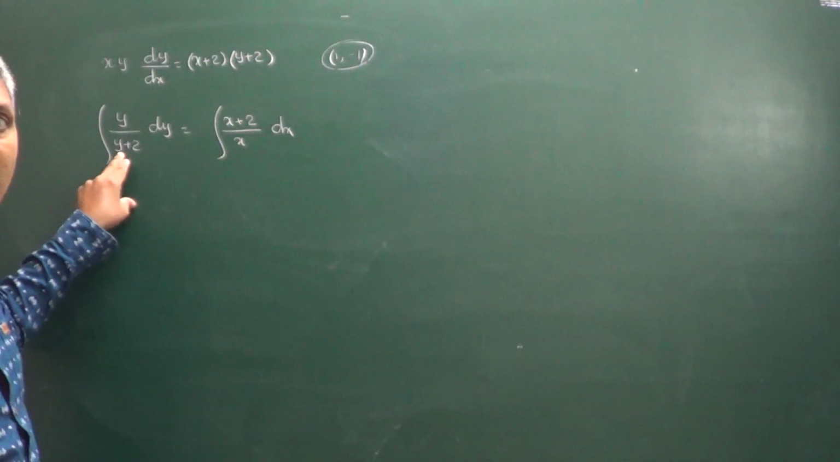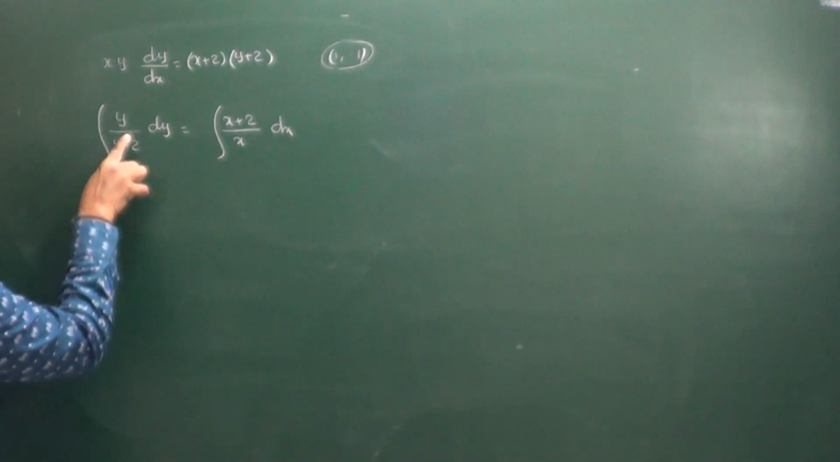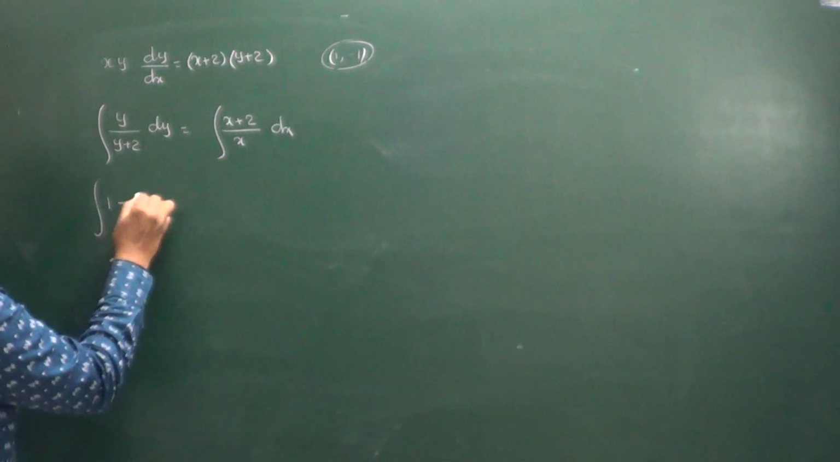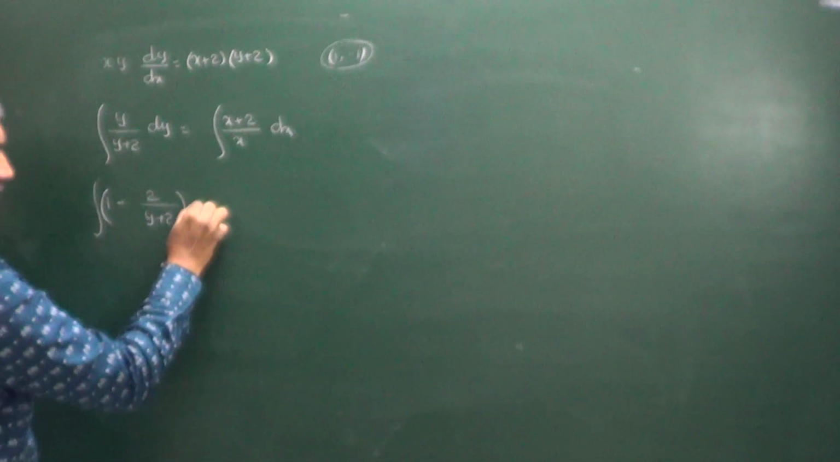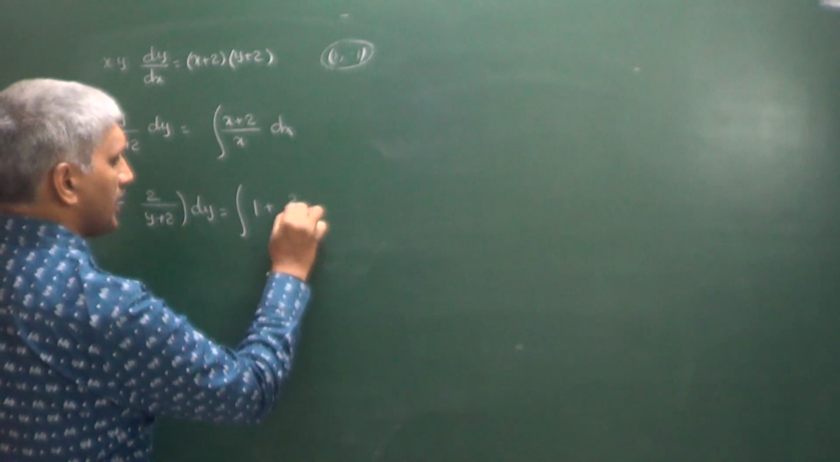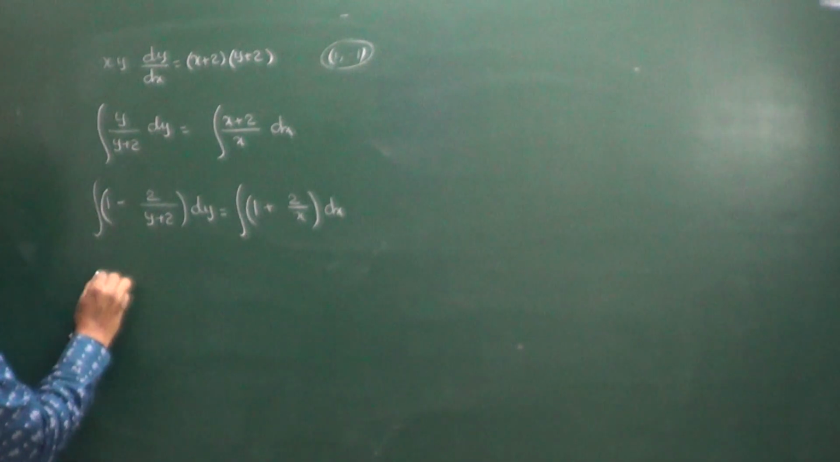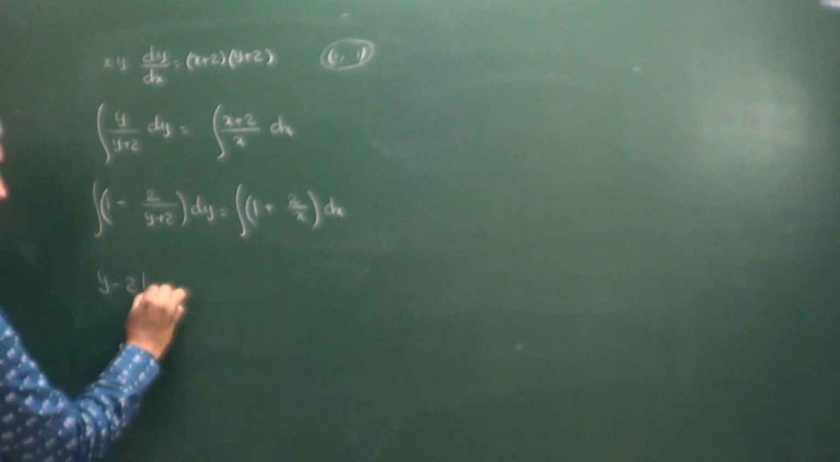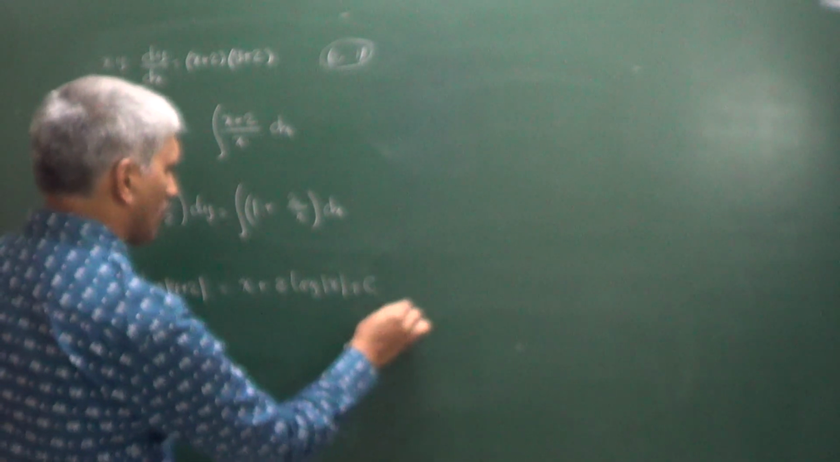All y terms to one side with dy, all x terms to another side with dx. Now further we can write it as add 2 subtract 2. You will get 1 minus 2 divided by y plus 2 into dy is equal to integration of 1 plus 2 by x into dx. Now we can proceed the integration of this. Here y minus 2 times logarithm of y plus 2 is equal to x plus 2 times logarithm of x plus the constant of integration.